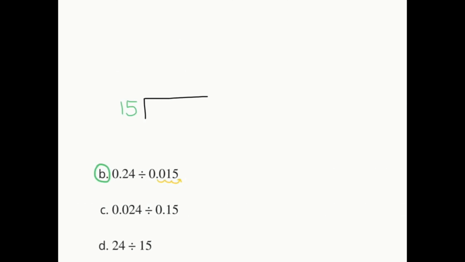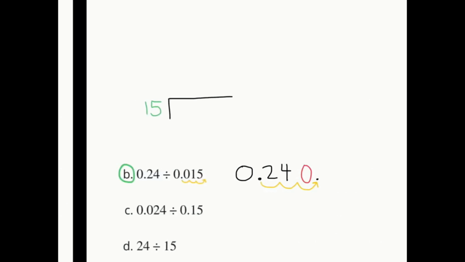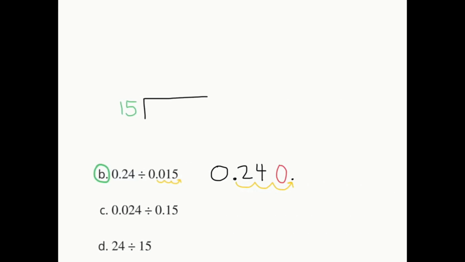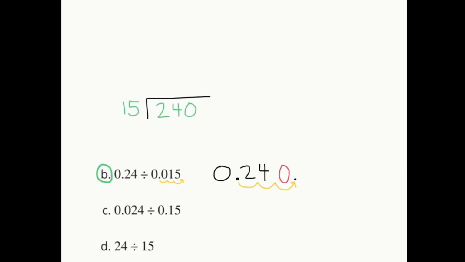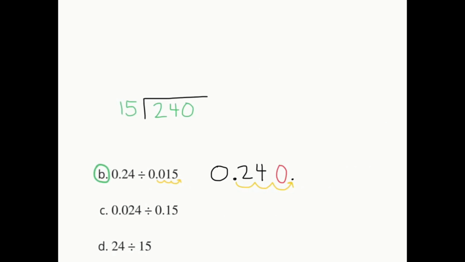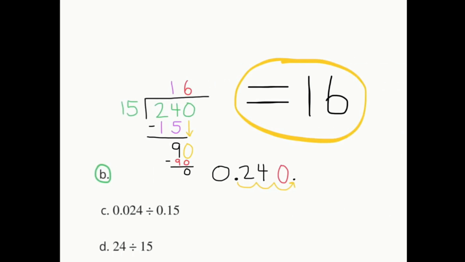B. 24 hundredths divided by 15 thousandths. 24 hundredths divided by 15 thousandths would be the same as asking how many times does 15 go into 240. I've made the 15 thousandths 1,000 times bigger, and I made the 24 hundredths 1,000 times bigger, simply by moving the decimal 3 places to the right. And 240 divided by 15 equals 16.